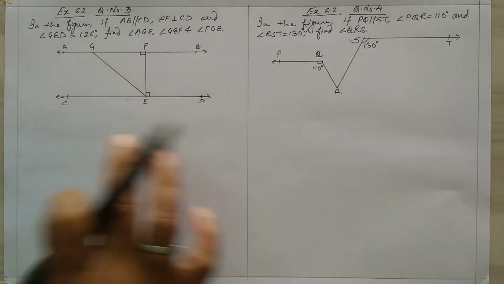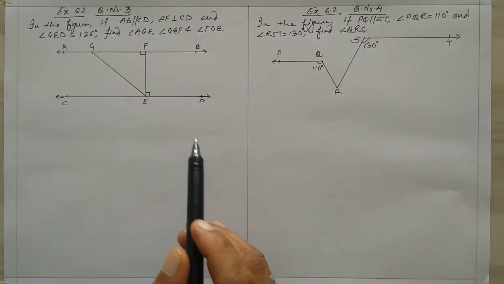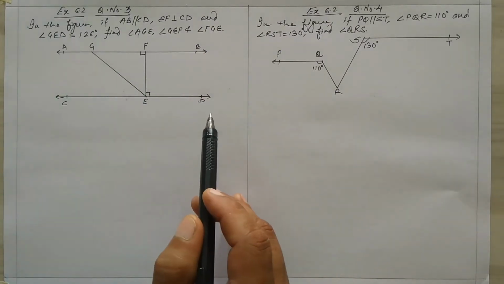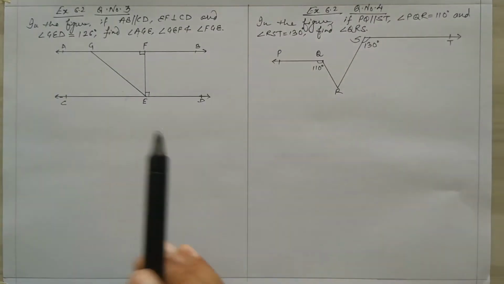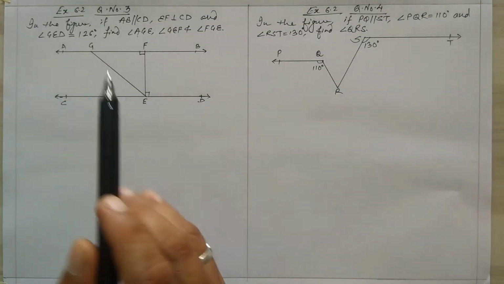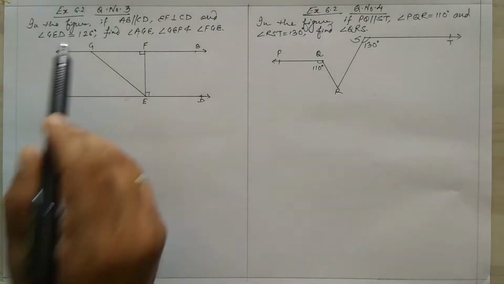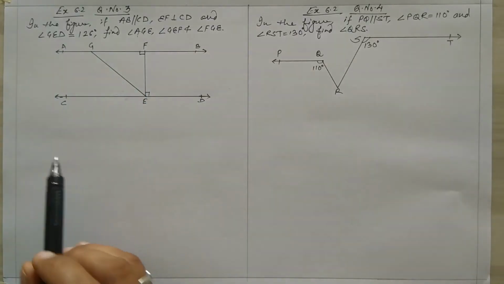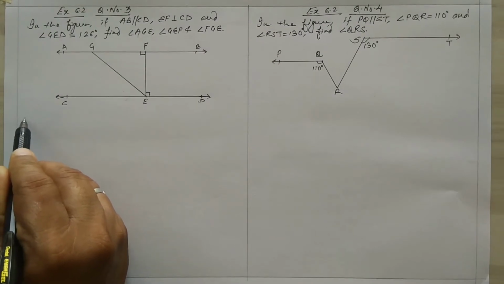Here AB is parallel to CD and EF is perpendicular to CD. When you say EF is perpendicular to CD and AB is parallel to CD, it means EF is also perpendicular to AB. So I have written here angle F as 90 degrees. I have shown the 90 degree marking. Angle GED is 126 degrees. You have to find these three angles. Let us see the solution.